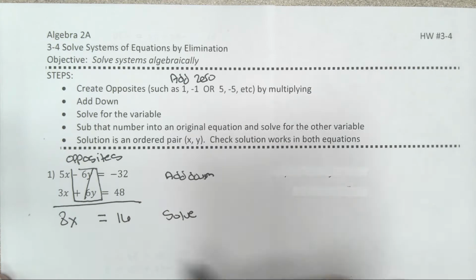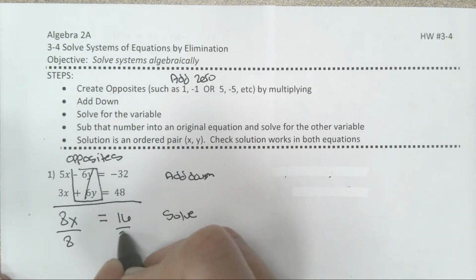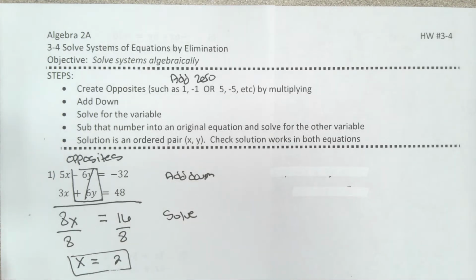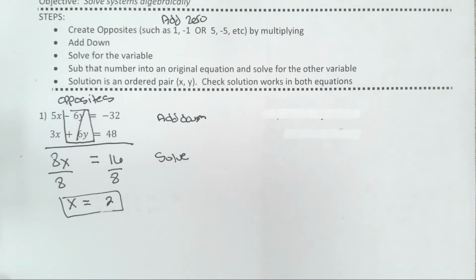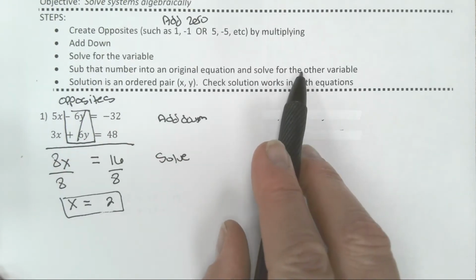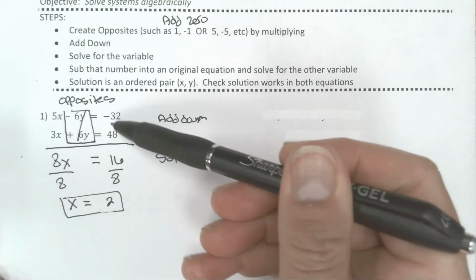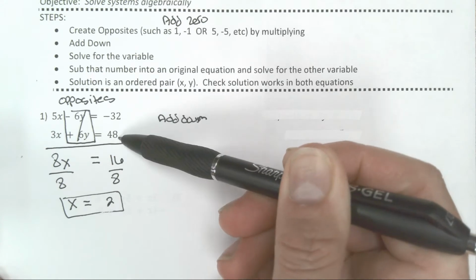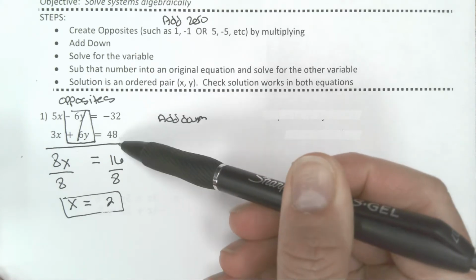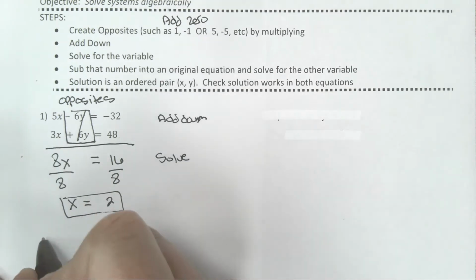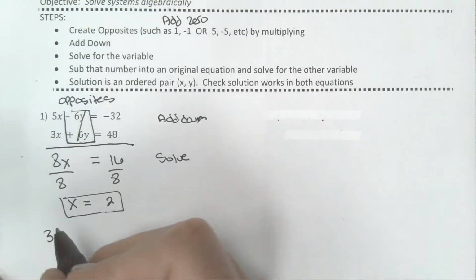And then from here, we're just going to solve. I'm going to divide both sides by 8 and get x equals 2. It says sub that number into an original equation to solve for the other variable. Nobody cares which one of these original equations you use. Do whatever you think has easier numbers to work with. I generally go for the one with no negatives.